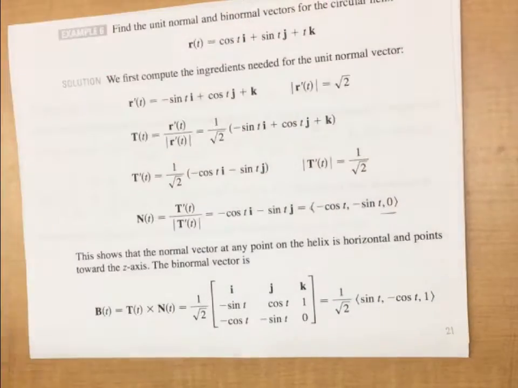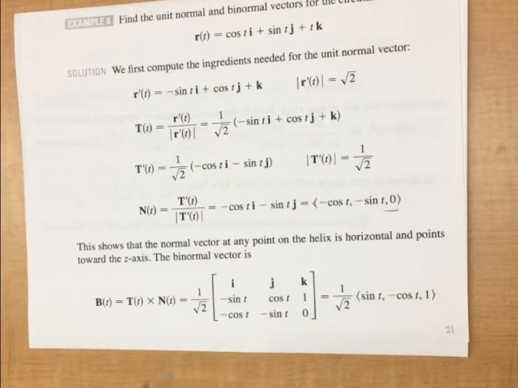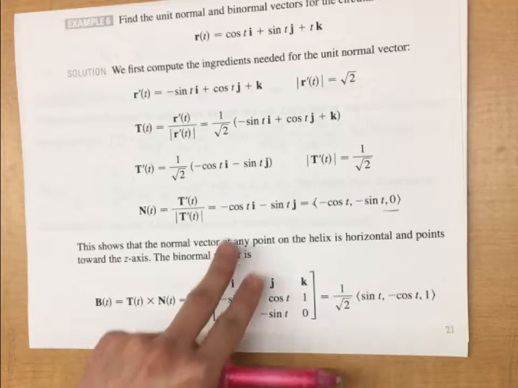And the binormal vector, when we find it, is B of t, the cross product of T and N, which is, bring the 1 over root 2 out there, negative sine t, cosine t, 1, and I'll plug those in, and it comes out to 1 over root 2 times sine of t, negative cosine of t, and 1.